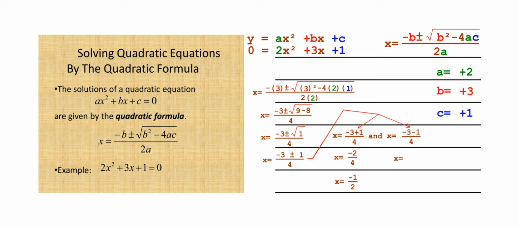And let's go for the other one then. Negative 3 minus 1 gives us negative 4. So negative 4 divided by 4, that gives us negative 1. So there are our two answers in this case.